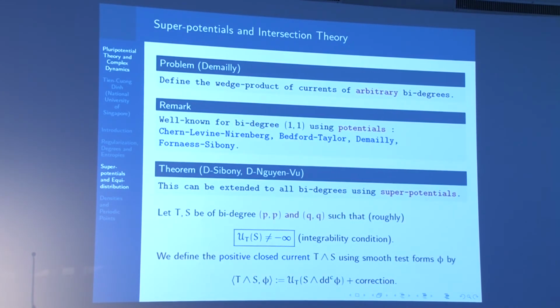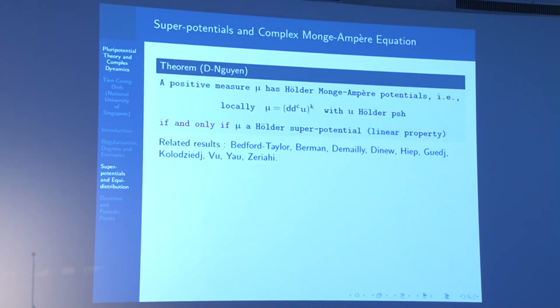Okay, so now this is another application. This is a problem by Demailly, who asked the question of how to define the intersection of positive closed currents of arbitrary bidegree. The case of bidegree 1-1 is well known by the work of Chern, Levine, Nirenberg, Bedford-Taylor, Demailly, and Fornaess-Sibony. Now, using superpotentials, you can extend the theory to all bidegrees. Instead of using potentials, we use the superpotentials. Roughly, under some integrability condition, we can define the intersection. We have some precise formula and so on. So this is a solution to the question of Demailly. See here another application.